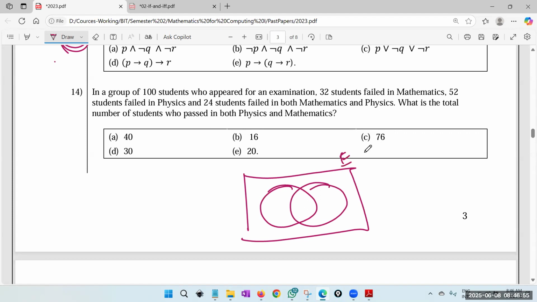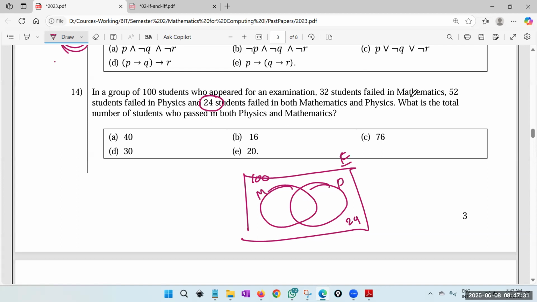In a group of 100 students, so here we have 100, who appeared for an examination, 32 students failed maths. Fail. So this is maths. This is physics. Okay. And 24 students failed both mathematics and physics. So that means 24 is here. Fail both maths and physics. Okay. What is the total number who passed in both physics and mathematics?